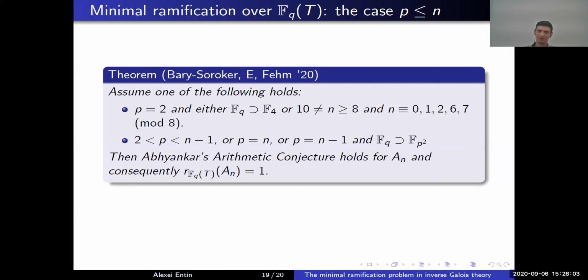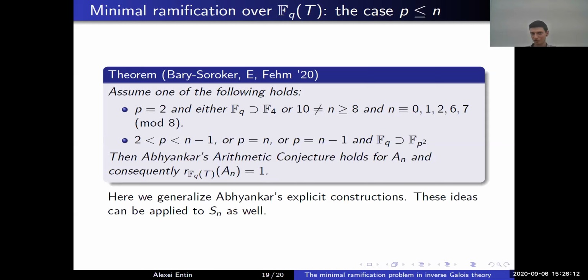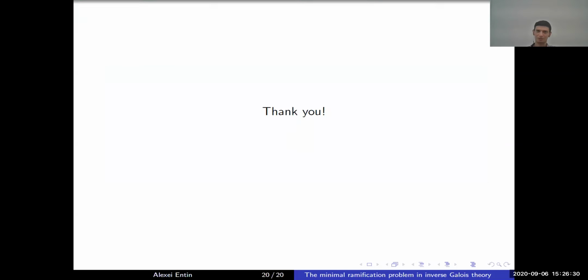So the case n greater or equal to p, we get even stronger results than the other case. And to obtain this result, we generalize Abhyankar's constructions. And okay, I stated this for An, but the ideas can be applied to get minimal ramification for Sn as well. Okay, so with this, I finish.